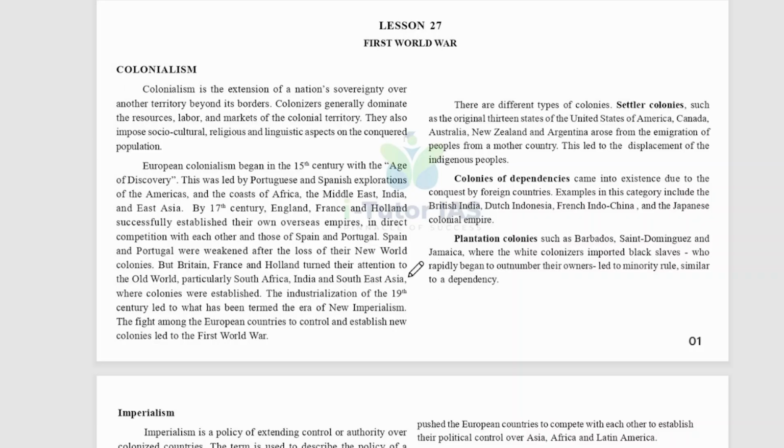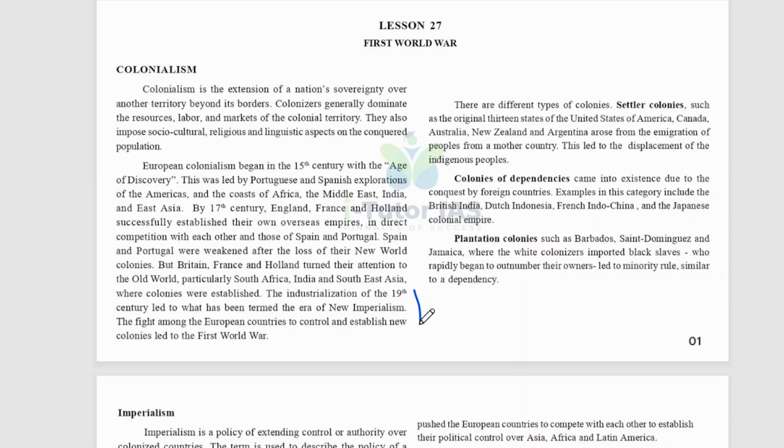And the industrialization of the 19th century led to what has been termed the era of new imperialism, and the fight among European countries to control and establish new colonies led to the First World War. Okay, so industrialization and all we discussed in previous units, so lessons, and you just refer to that video from our YouTube.